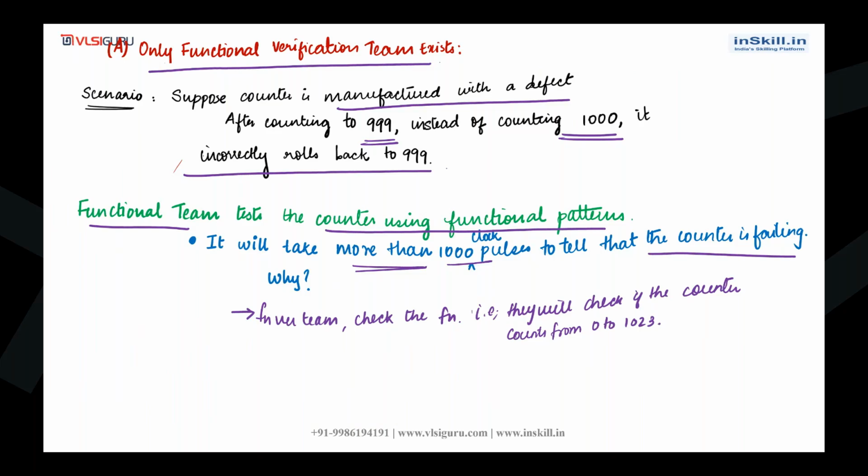In this case, our counter is failing at the 1000th pulse. Because at the 1000th pulse only, the counter is again counting 999 instead of 1000. So in our case, the counter is failing at the 1000th pulse.